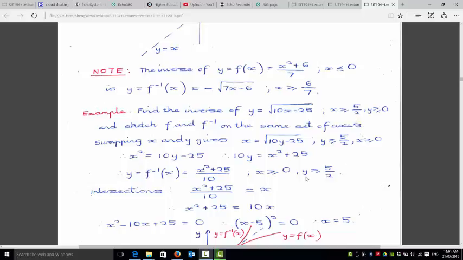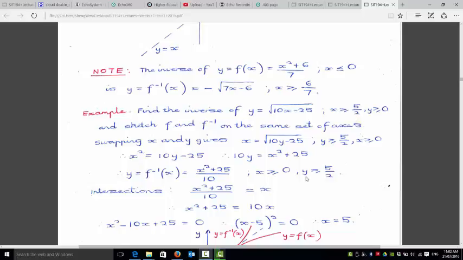So we just square both sides, left hand side and right hand side. We've got x squared is equal to 10y minus 25. We just substitute x by y and y by x. Finally, we got y is equal to x squared plus 25 over 10, and we can also get the domain as well as the range.